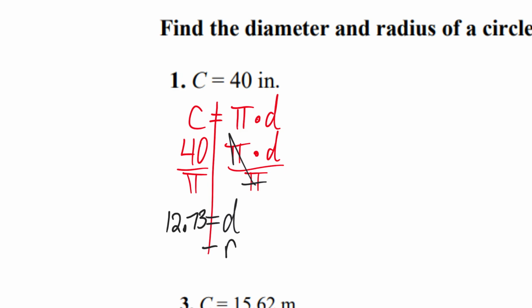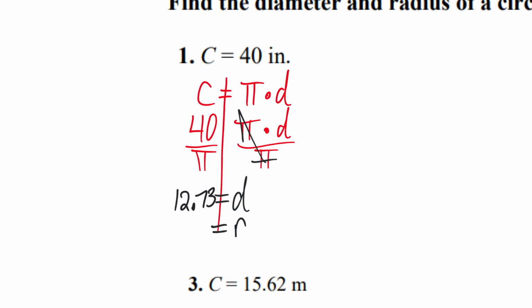And it also says to find the radius from that. So how do we find the radius from the diameter? I'll just cut it in half, divided by 2. 6.37.